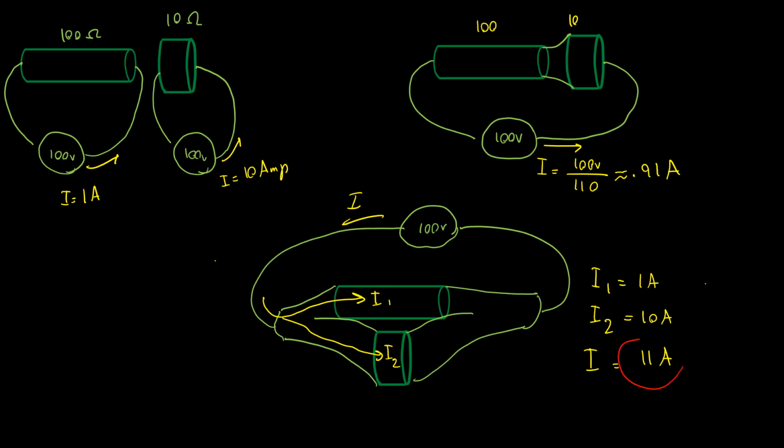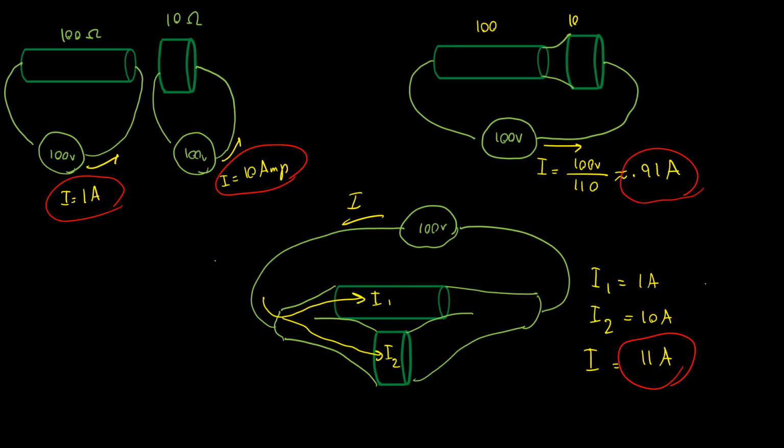So compare these two with these two. In series, my overall current was less than the individual currents, whereas in parallel, my overall current was more than each one of those currents separately.